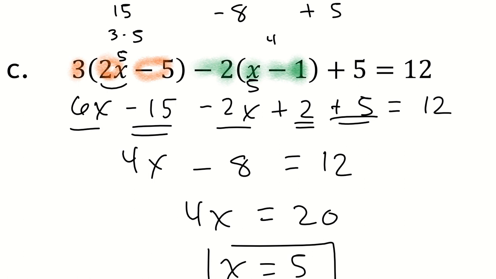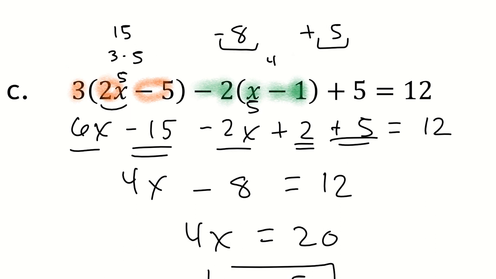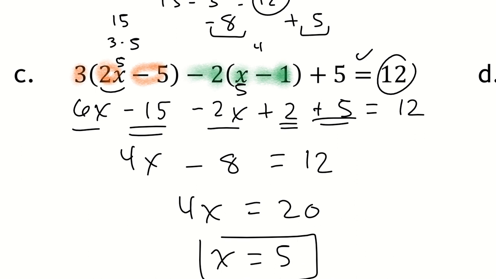If I combine this negative 8 and this positive 5, that becomes a negative 3. And yep, sure enough, you see it. 15 minus 3 is exactly equal to 12, which is what it should be, right? So when I plug in x is 5, it makes both sides of that equation equal to 12. So x is 5 is our solution.